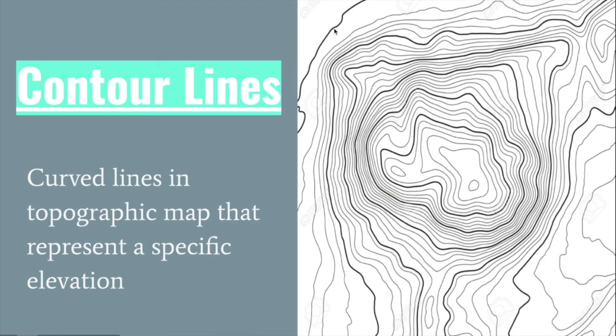The lines in a topographic map are called contour lines. The contour lines are these curved lines that go around in the shape. These curved lines not only outline the shape, but they represent the specific elevation of each layer. As the lines go deeper in, it shows a much higher elevation on the map.